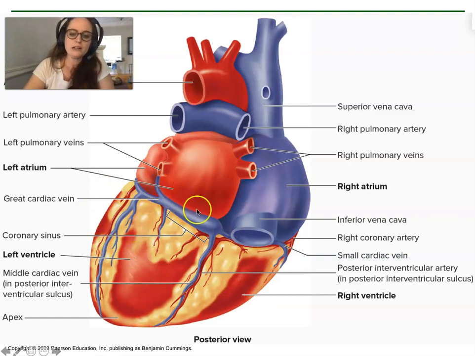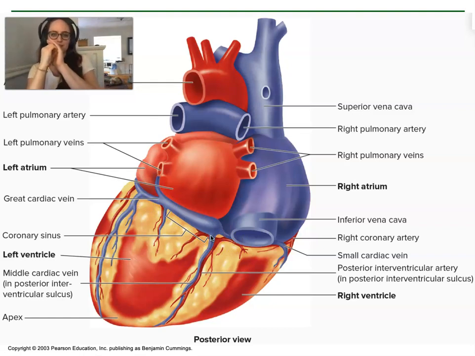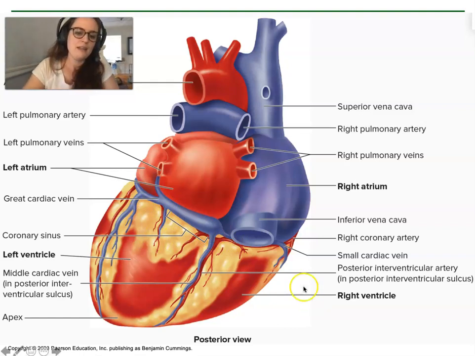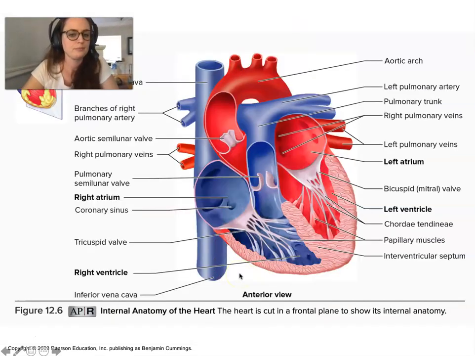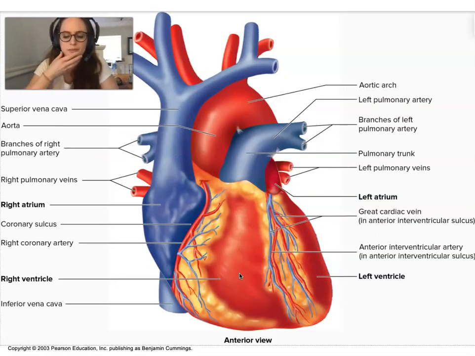That coronary sinus is also in a coronary sulcus. So you have a sinus and a sulcus. And that coronary sulcus divides the atria from the ventricles. Let's see, what else can I show you superficially here? I think we may have gotten all of these.